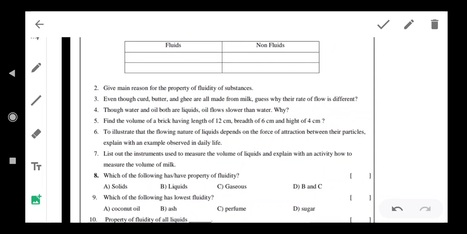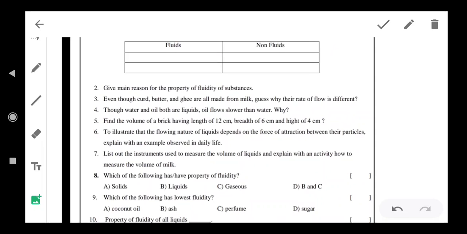Third one. Even though curd, butter and ghee are all made from milk, guess why their rate of flow is different? See here, curd, butter, ghee are different substances, different objects. That's why the rate of flow is different.